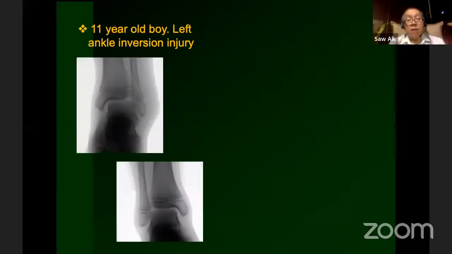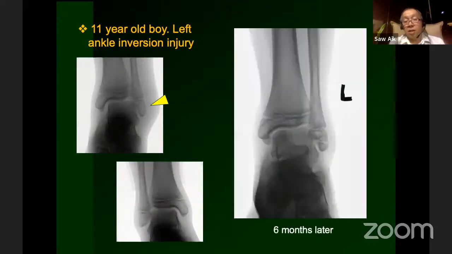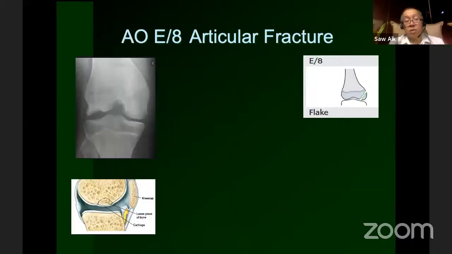So then an 11-year-old boy, this is again not common. You see there is a local tenderness after a twisting inversion injury, but you can't see very well compared to the opposite side what is the injury. Anyway, we treat it as a fracture. Later, we notice it is a fracture that heals up very well, but this is again an avulsion type of injury, and this is not classified under Salter-Harris. It is in the epiphyseal plate.